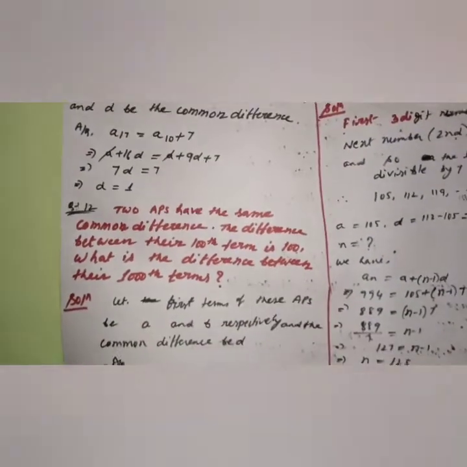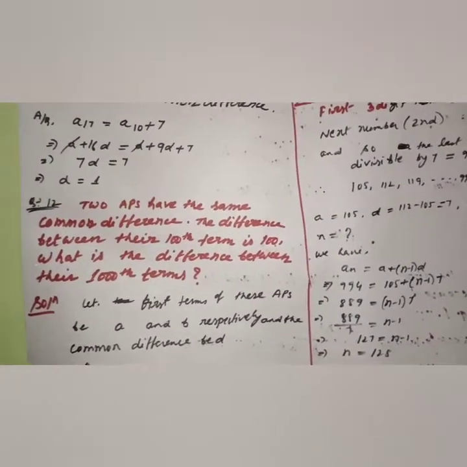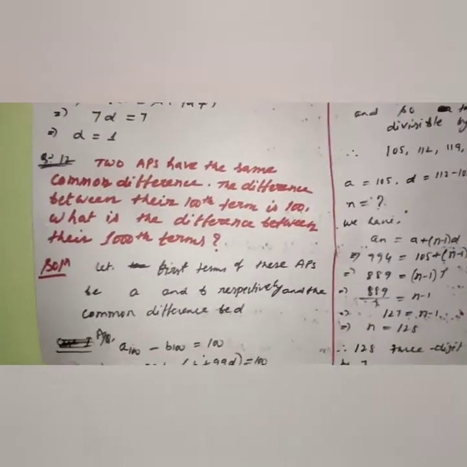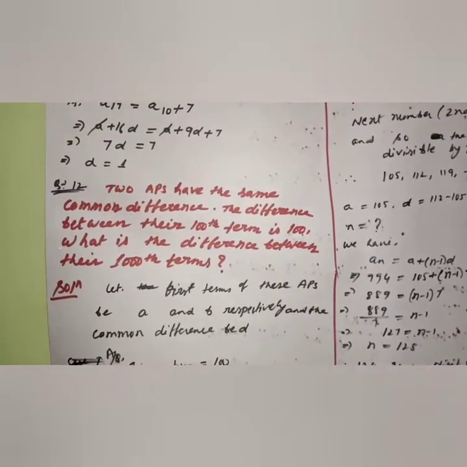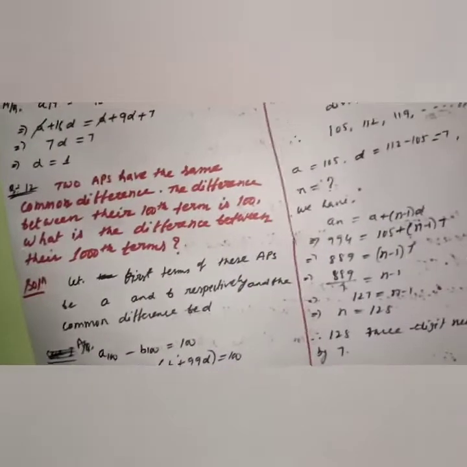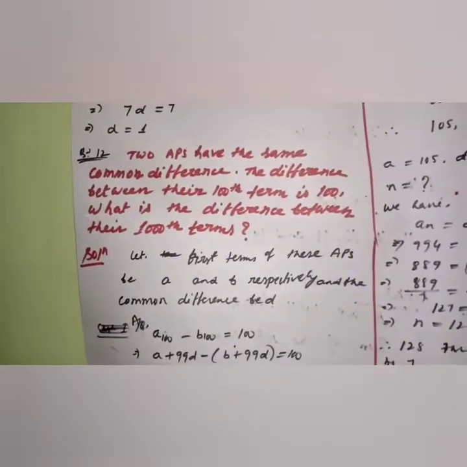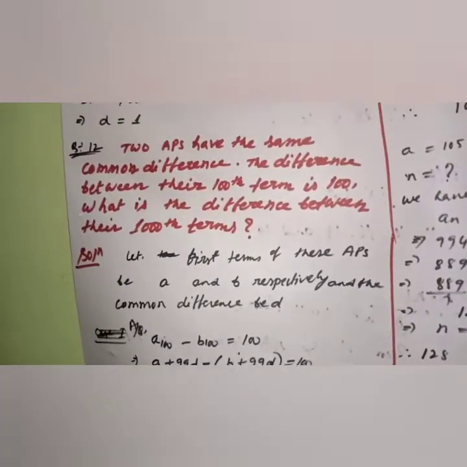Next, two APs have the same common difference. The difference between their 100th terms is 100. Try to understand. We are discussing two APs. They have the same common difference, but their first terms are different. Because here it is clear that the difference between their 100th terms is 100, and what is the difference between their 1000th terms?